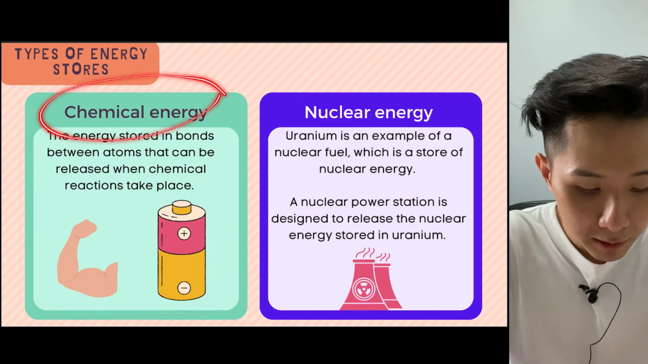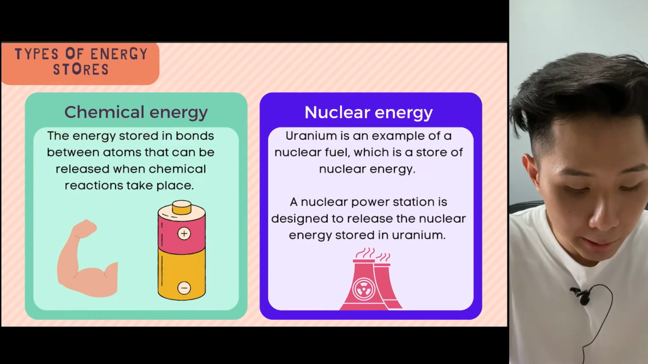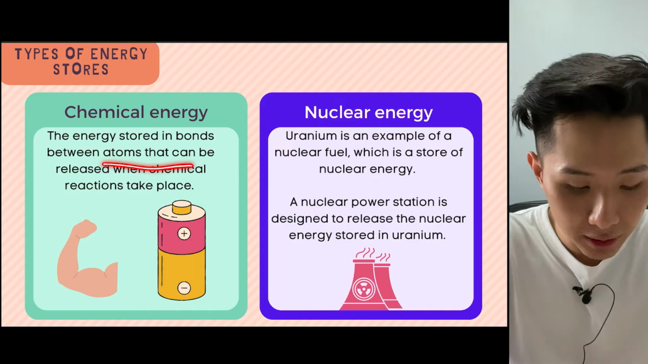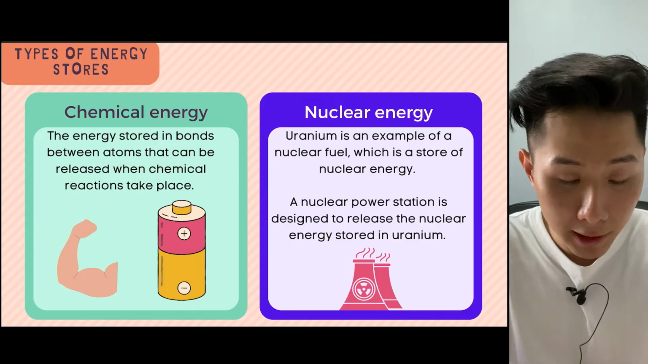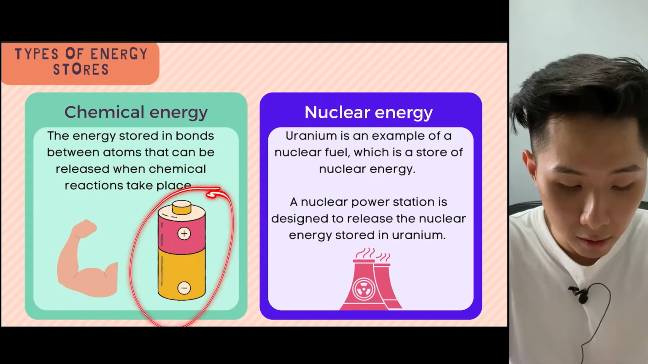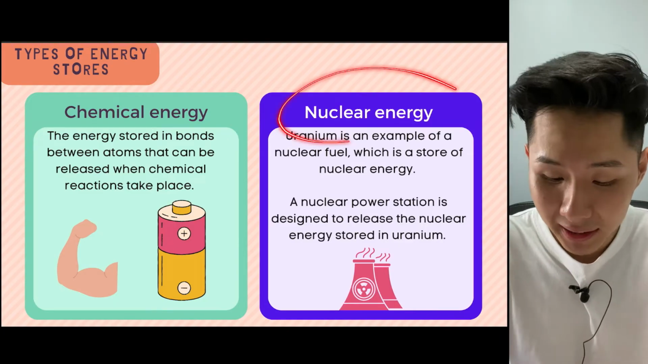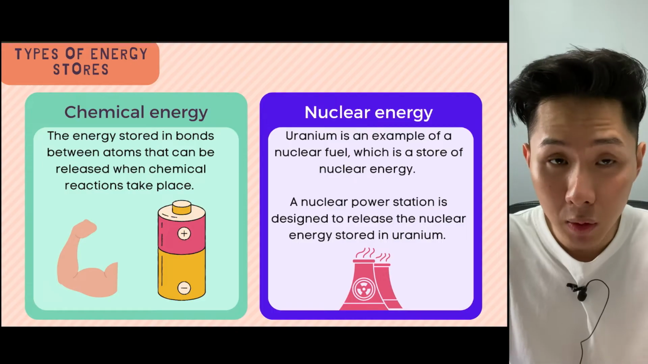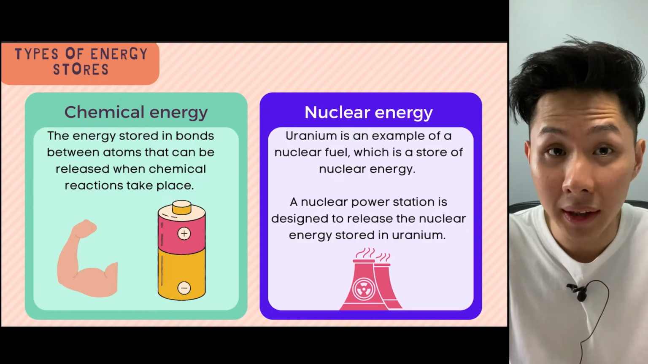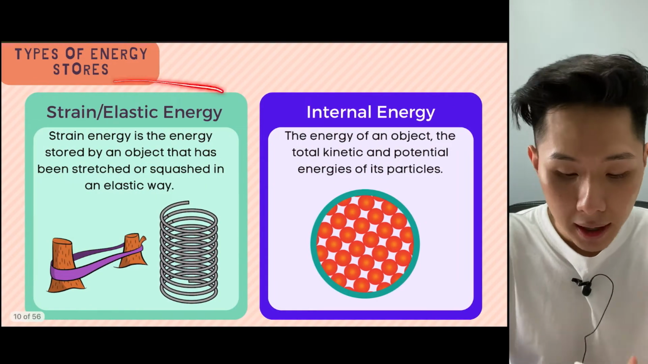Next up, we have chemical energy: the energy stored in bonds between atoms. If you learn chemistry, you will know this. It can be released when a chemical reaction takes place. In the running example, the chemical energy is stored in your body. Next up is nuclear energy, which is the type of energy stored in nuclear fuel, like uranium.